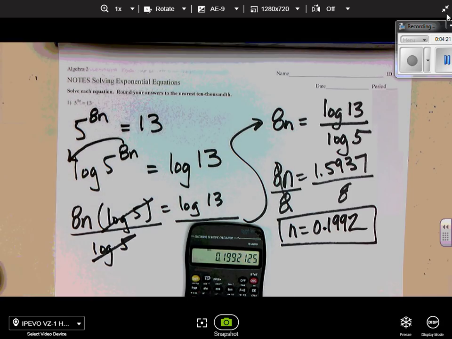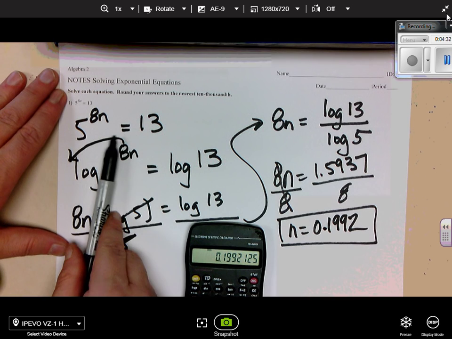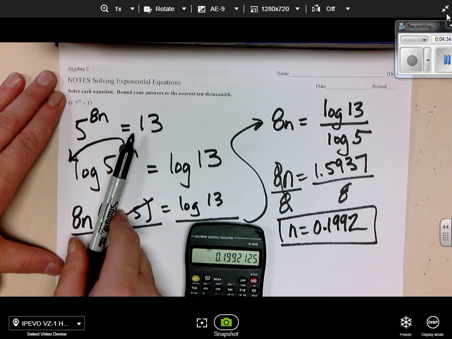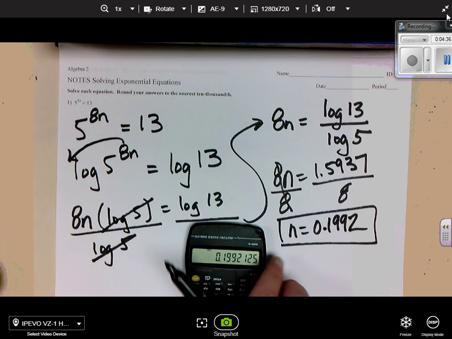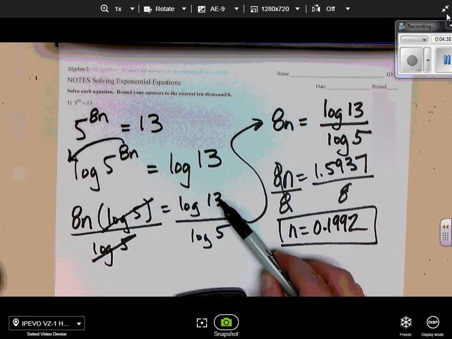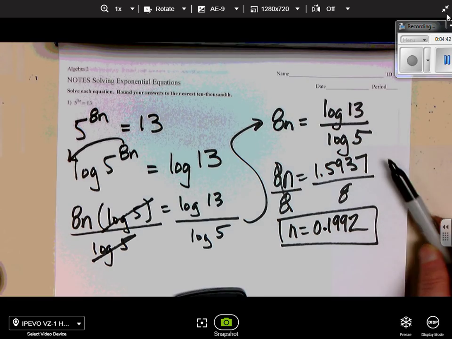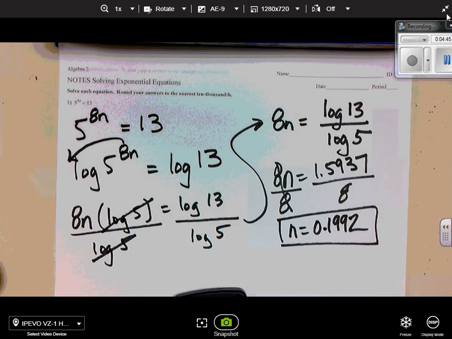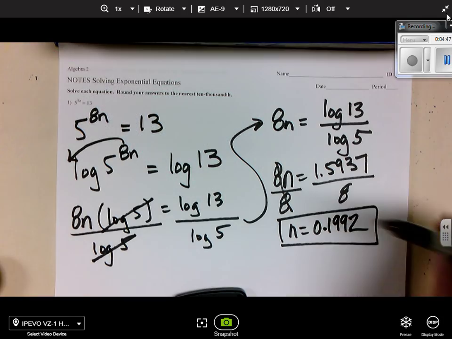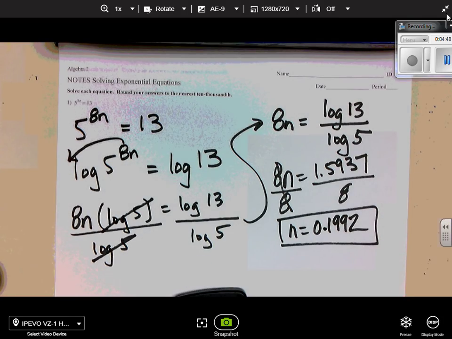Last comment before we move to the next example. N equals 0.1992. That is not, I said not, the exact solution to this equation that we started with. Why is it not the exact solution? Because we rounded, right? When we divided log 13 by log 5, we rounded, we lost some digits after the 7, and that means that this answer is no longer the exact solution. But it is close enough. We're going to call it good enough.